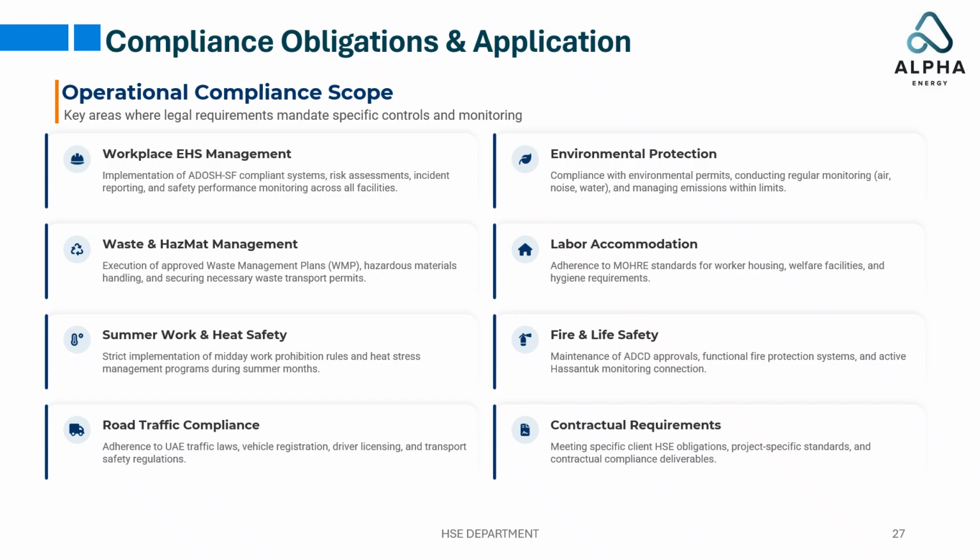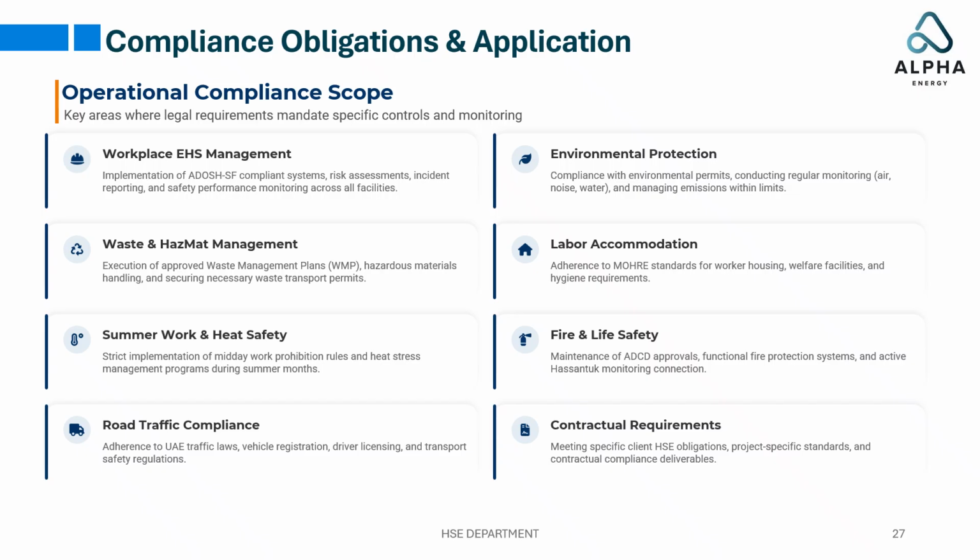Compliance obligations and their application define the key operational areas where legal and regulatory requirements must be implemented and monitored. Workplace EHS management requires the implementation of A-SF compliance systems, including risk assessments, incident reporting, and safety performance monitoring across all facilities. Environmental protection obligations require compliance with environmental permits, regular monitoring of air, noise, and water, and maintaining emissions within permitted limits. Waste and hazardous materials management involves executing approved waste management plans, ensuring proper handling of hazardous materials, and securing necessary waste transport permits.